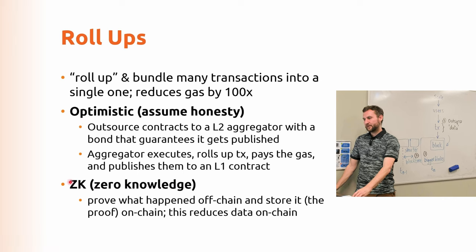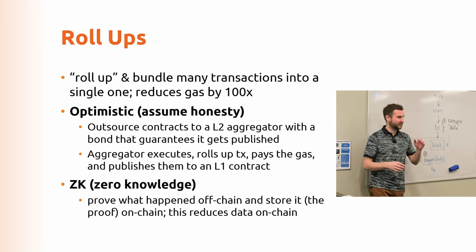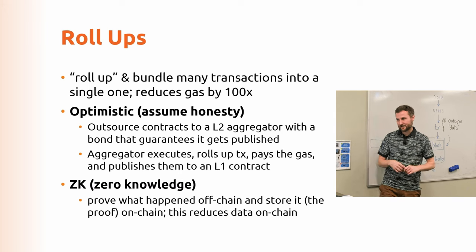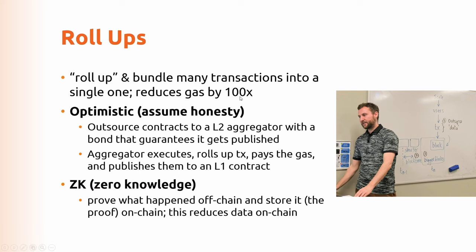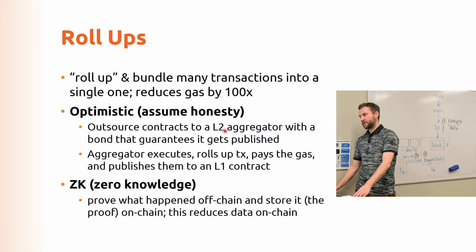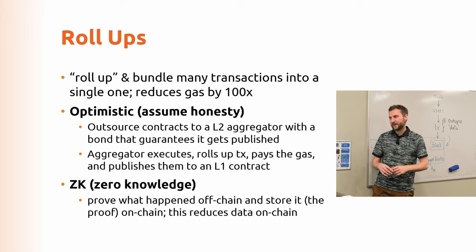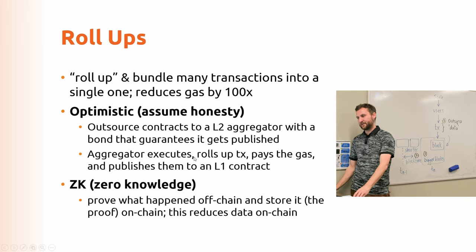So we've got two that have emerged in development right now. The optimistic variety is going to assume everyone's being honest. So that's where the word comes from, right? We're optimistically going to assume honesty. And the L2 aggregator here is just going to collect a bunch of transactions, and then it's going to publish them for you.